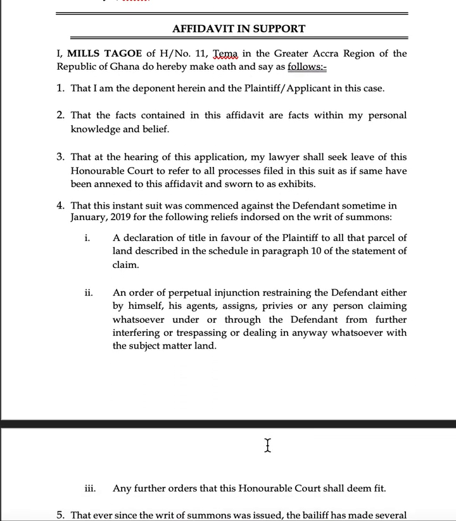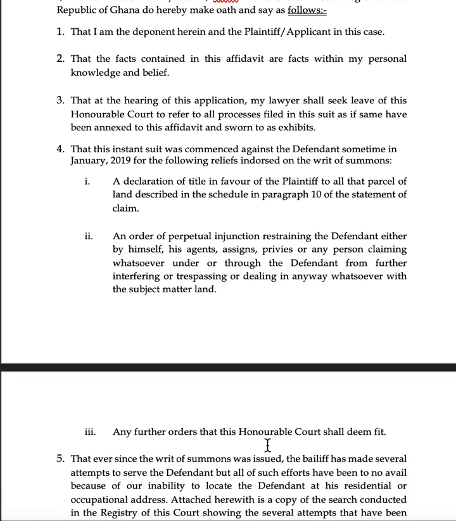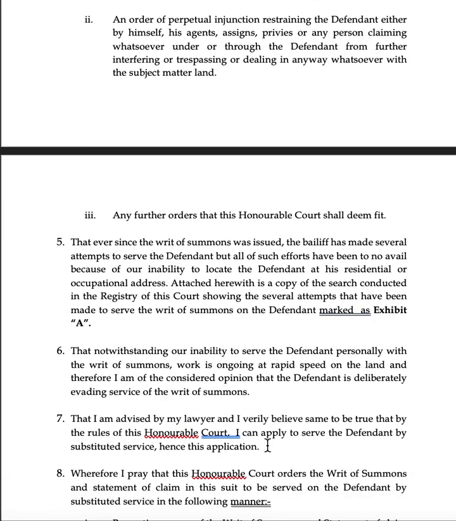4. That this instant suit was commenced against the defendant sometime in January 2019 for the following reliefs endorsed on the writ of summons. Then you state the reliefs. Paragraph 5, that ever since the writ of summons was issued, the bailiff has made several attempts to effect personal service on the defendant, but all of such efforts have been to no avail because of our inability to locate the defendant at his residential or occupational address.